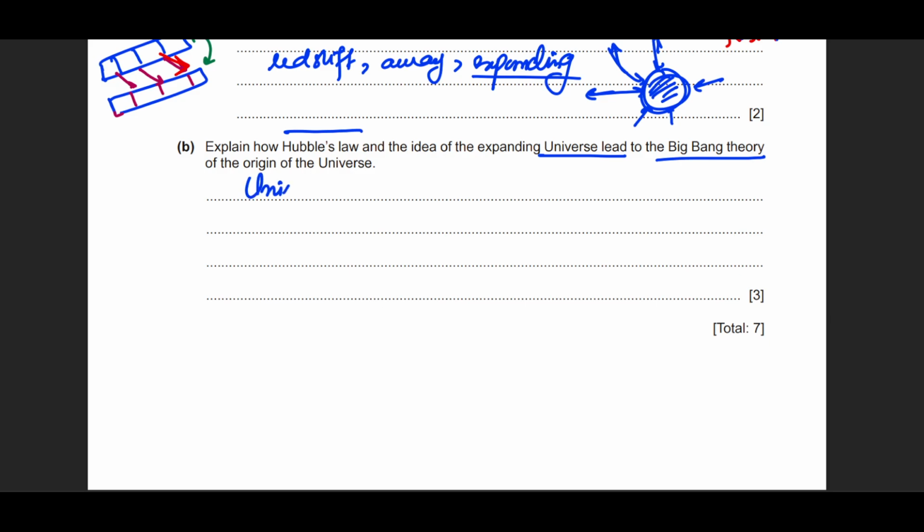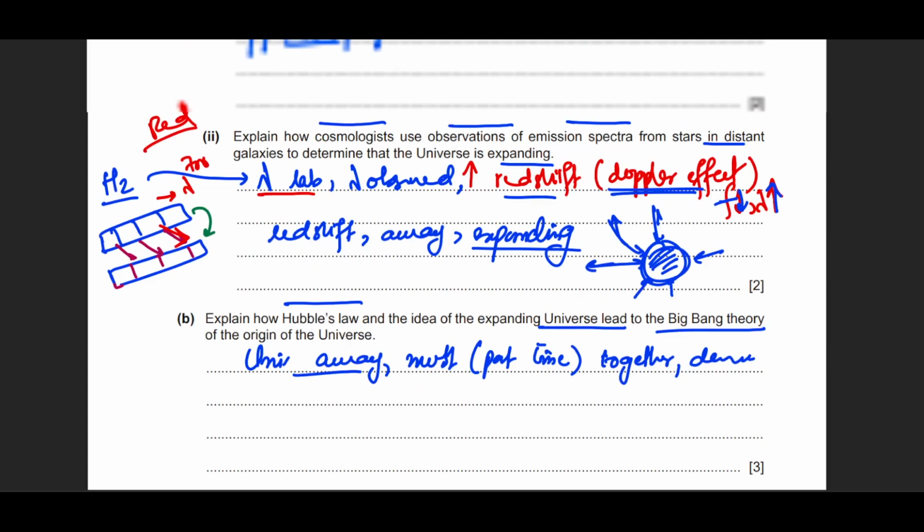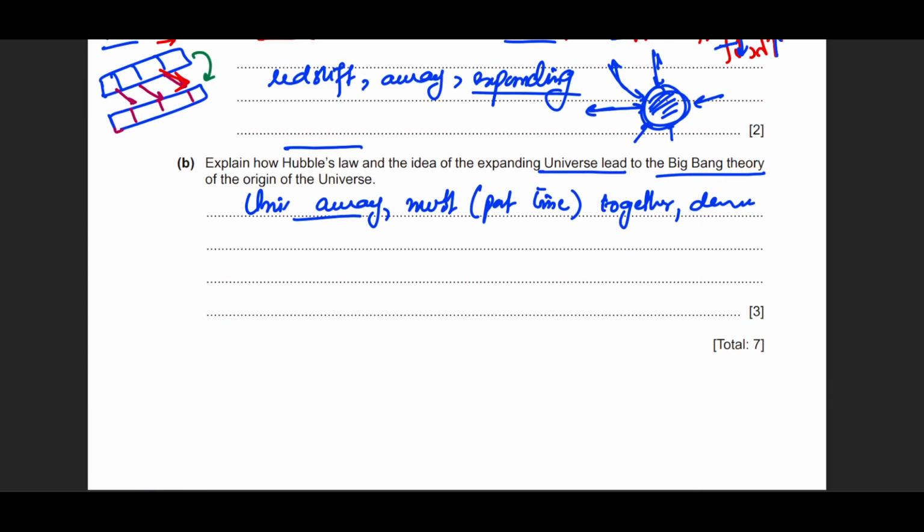So the universe is moving away from each other. So there must have been a time in the past. In the past, of course, there must have been a time where they were together, when they were collected at a single point. Okay? And must have been close together, and it would have been dense, right? And today they're moving away, and they're moving faster and faster, according to Hubble's law, which is this. So you can use these ideas to explain this answer.